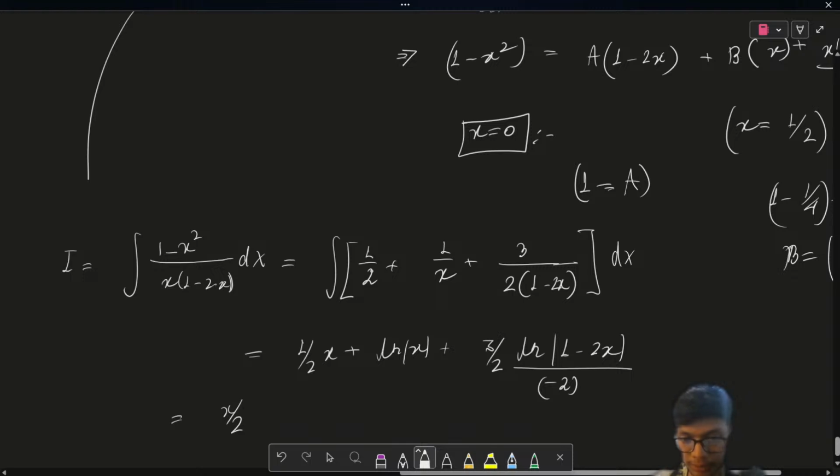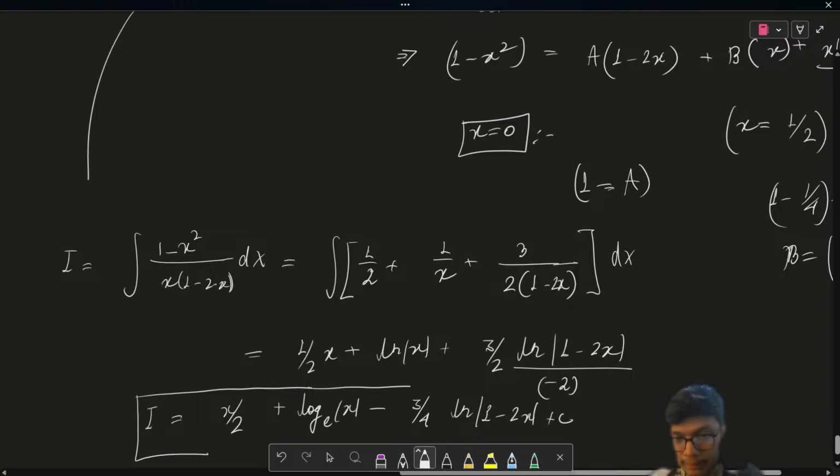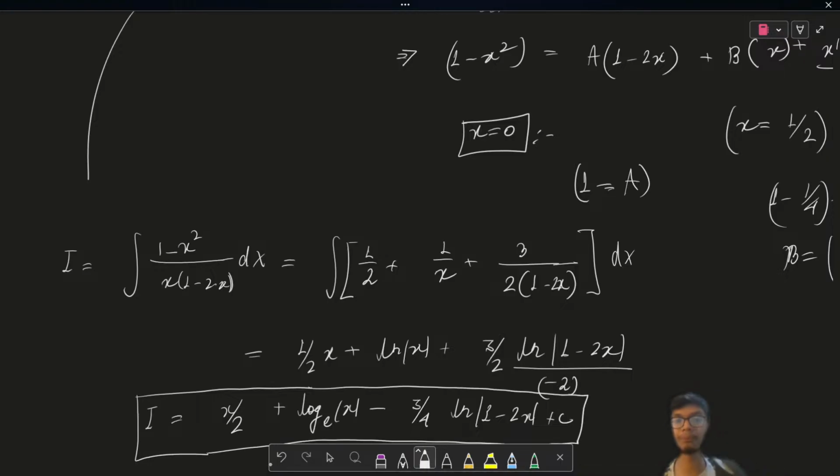So the answer is basically x upon 2 plus natural log of mod of x minus 3 upon 4 natural log of mod of 1 minus 2x plus some constant c. So this is what the result will look like. This is the result of the integral. I hope this is clear to all of you, right? So this was the solution of the first homework problem.